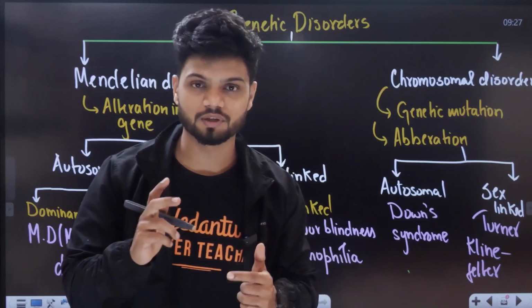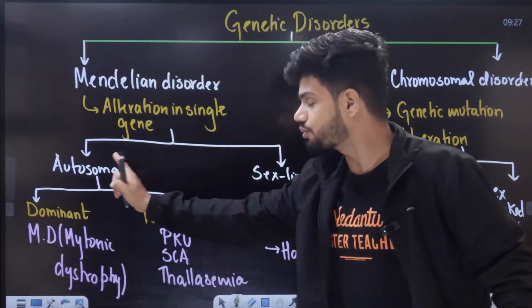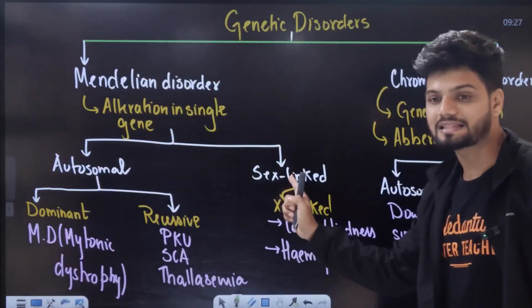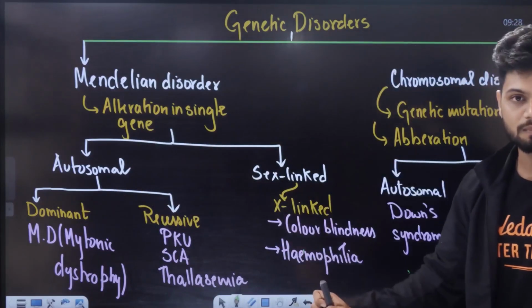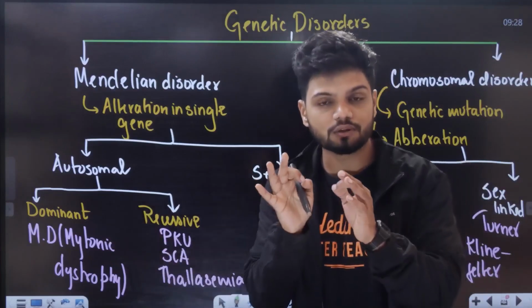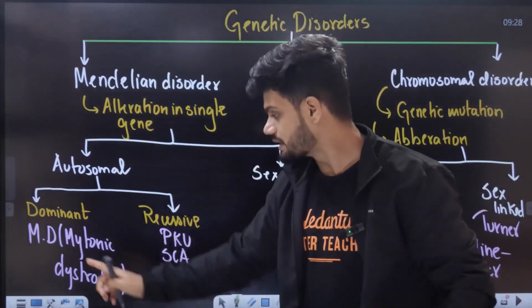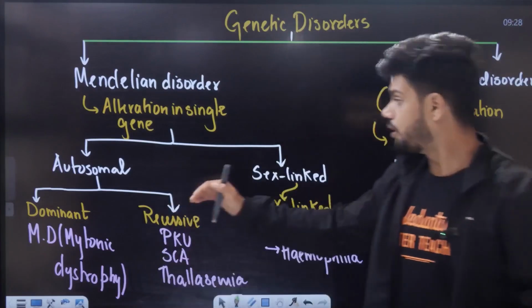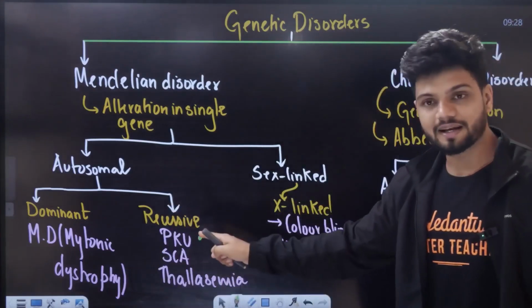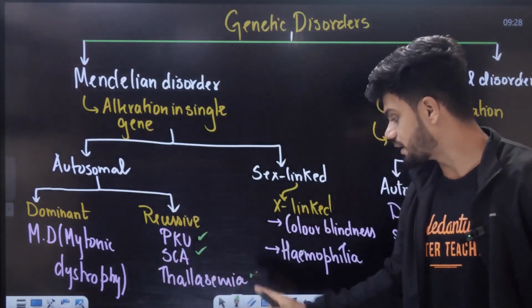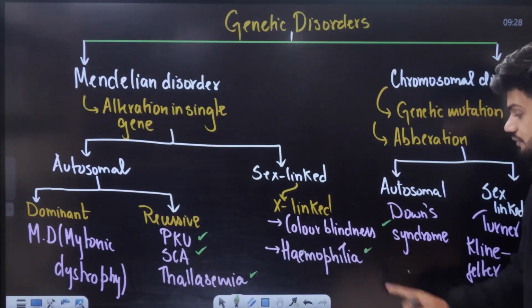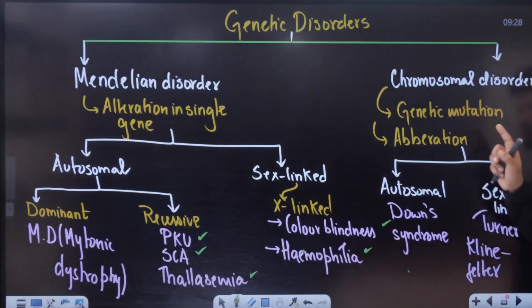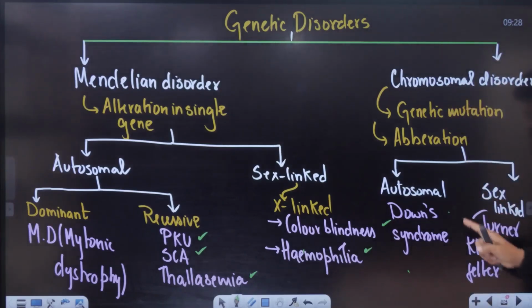Now in Mendelian we have autosomal dominant, autosomal recessive, sex linked dominant, and sex linked recessive. Examples: the only example of autosomal dominant given in your syllabus is myotonic dystrophy. Autosomal recessive: PKU (phenylketonuria), sickle cell anemia, thalassemia, three different examples. Sex linked: color blindness, hemophilia. Then we have chromosomal disorders: autosomal, Down syndrome; sex-linked, Turner syndrome and Klinefelter syndrome.